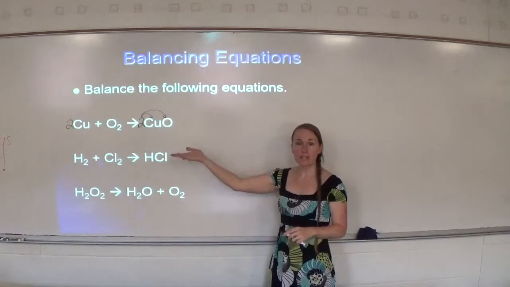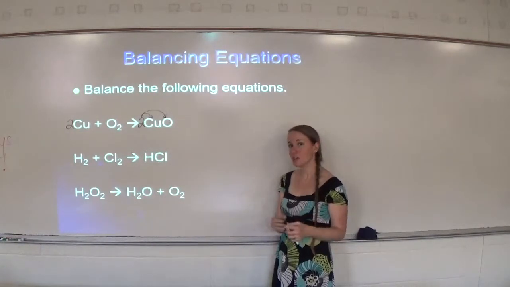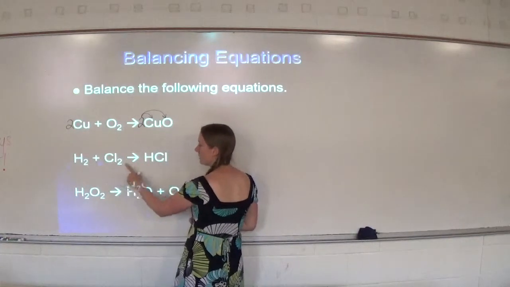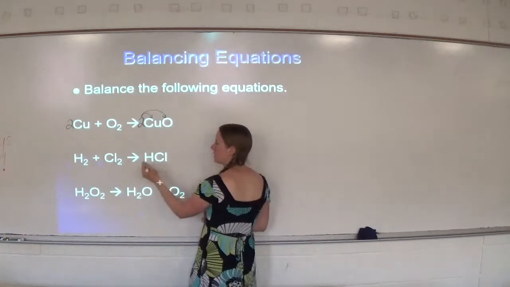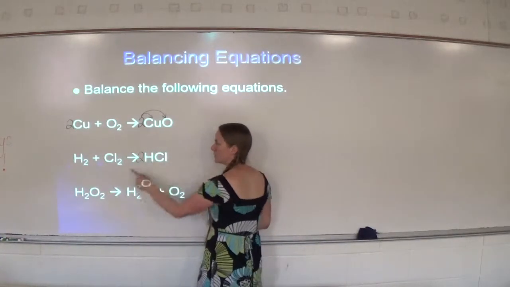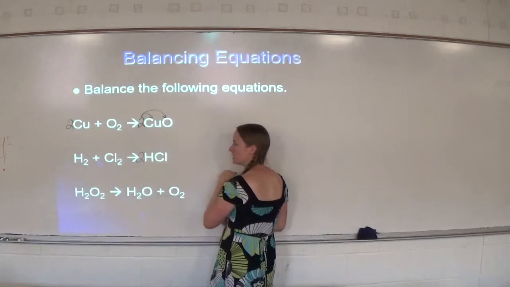So again, I could do H first, but because I always like to save hydrogen and oxygen for last, I'm going to do Cl first. So here I have 2 Cl's. Here I just have 1. So again, I can't put a little 2 here. I can put a big 2 in front. So see, now I have 2 Cl's, 2 Cl's.